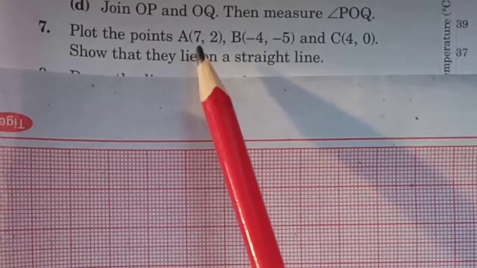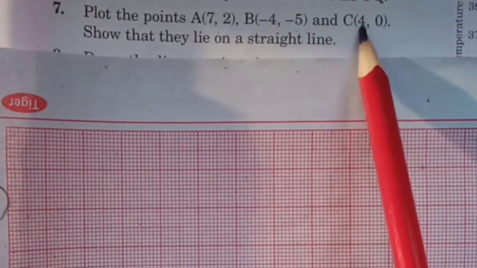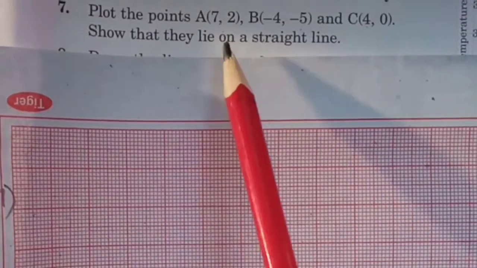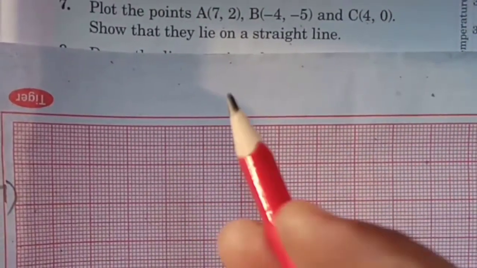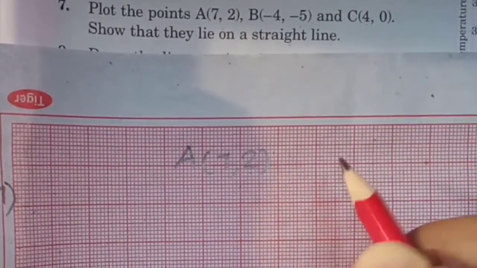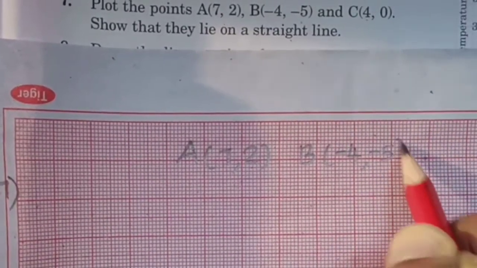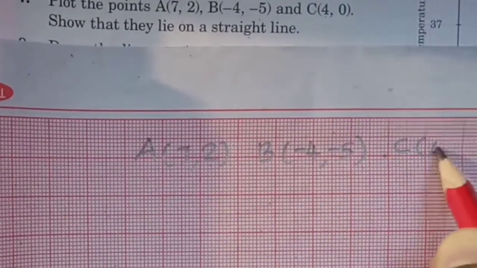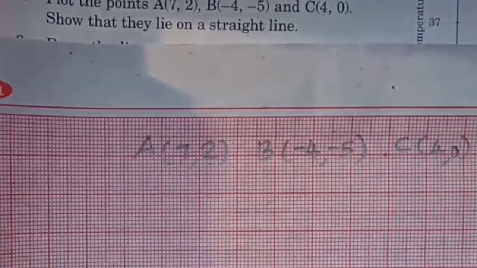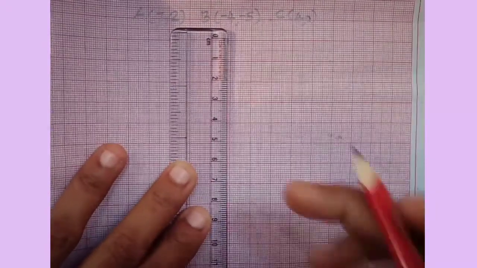Then question number 7. Plot the points A (7, 2), B (-4, -5) and C (4, 0). Show that they lie on a straight line. So plot these points on a Cartesian plane. First of all, we have to draw the x-axis and y-axis.